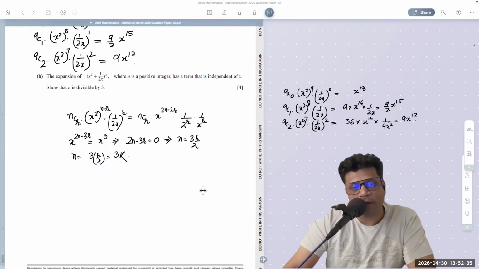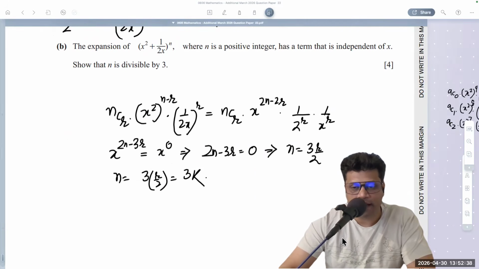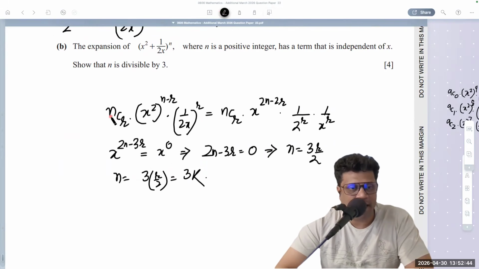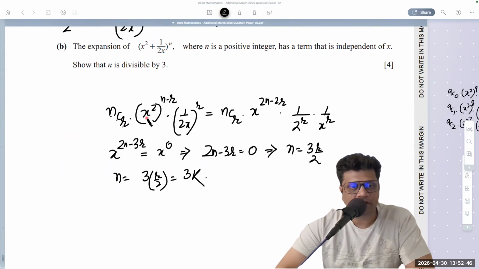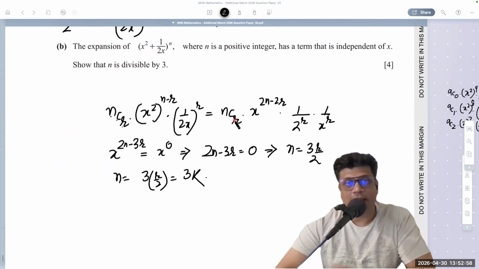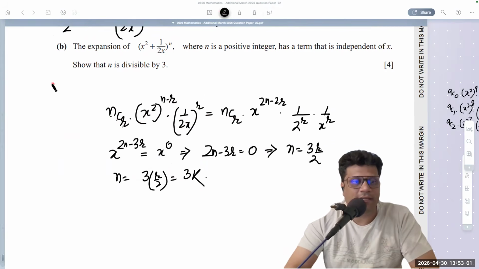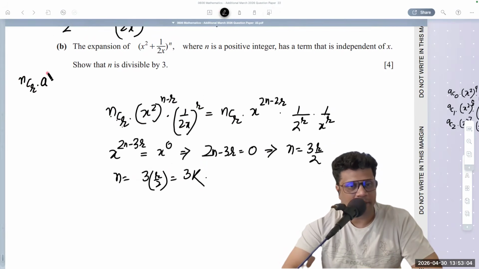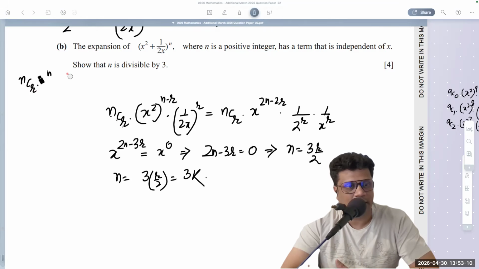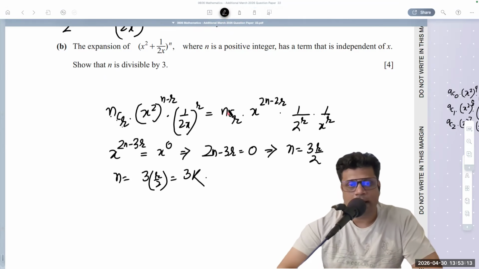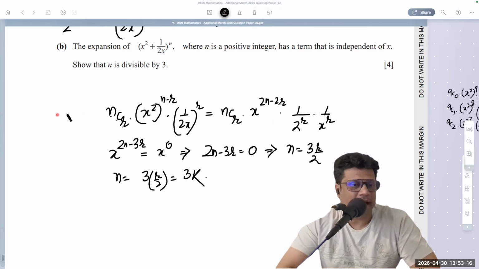Okay, so I find out any random term in that expansion. I know it's going to be nCr, x squared to the power of n minus r, and 1 by 2x to the power of r. Any random term. By the way, this formula, nCr a to the power of n minus r and b to the power of r, is given in your formula booklet. I'll show it to you. nCr, this is what any random term would be like.